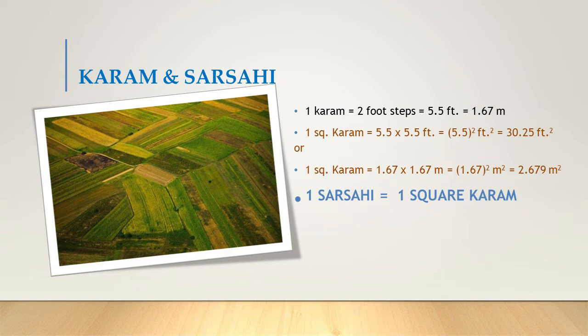So first we know 1 karam is equal to 2 footsteps or 5.5 feet. 1 square karam is equal to 5.5 into 5.5 feet, that is equal to 30.25 square feet, or if you calculate into the meters, it will be equal to 2.679 square meter. 1 sarsahi, that is commonly used in our revenue records or our agricultural measurement units. 1 sarsahi is equal to 1 square karam.